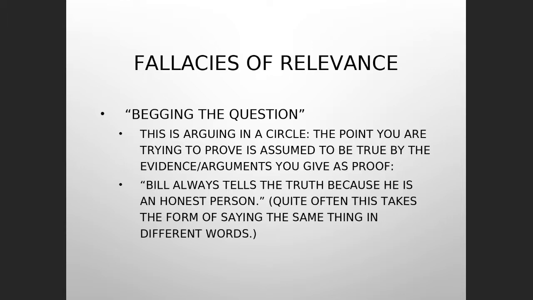Begging the question is arguing in a circle. All right, the point you're trying to prove is assumed to be true by the evidence or the arguments you give as proof. All right, so Bill always tells the truth because he is an honest person. That's like saying the same thing in different words. You're repeating yourself. That's begging the question. An honest person always tells the truth. So that's almost like saying Bill is an honest person because he's an honest person. That is not an argument. Changing the words that you use, saying the same thing twice with different words is not to present a logical argument. That's a fallacy, okay? That happens a lot too.